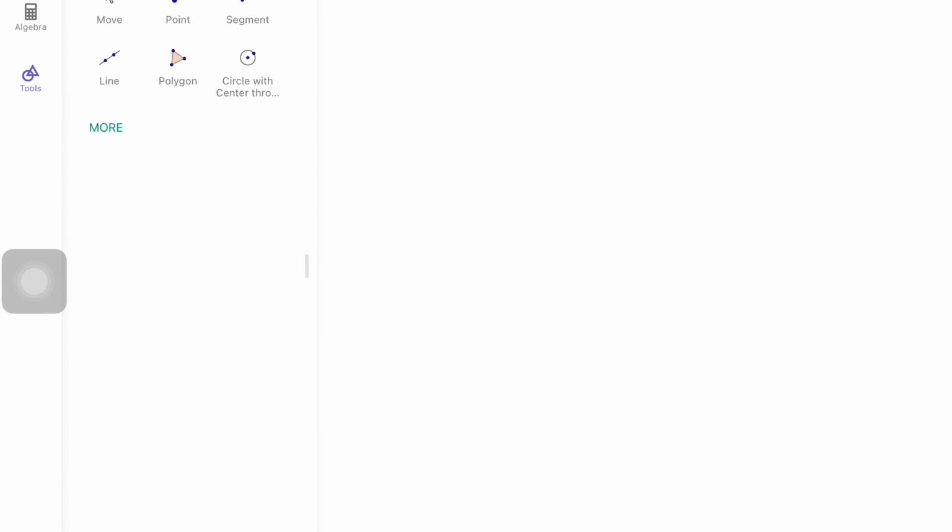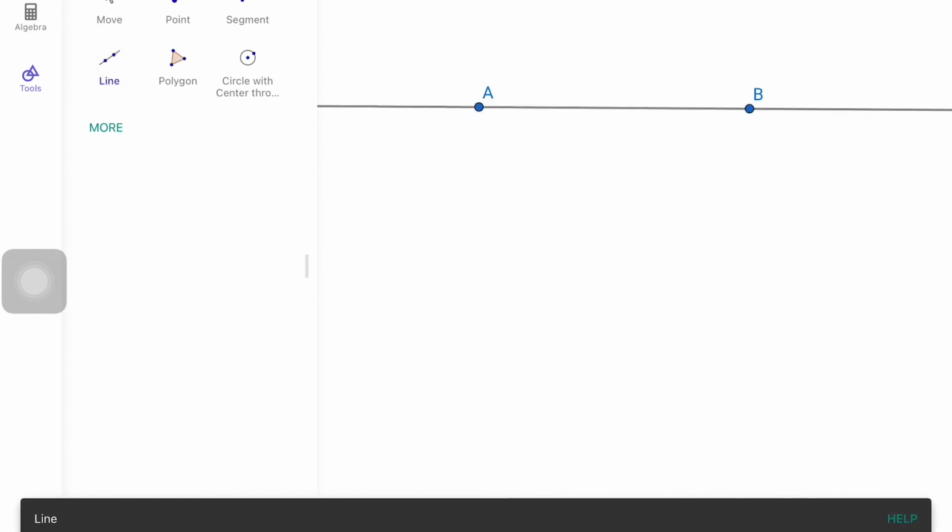Now we're going to make a parallelogram. And the definition of a parallelogram is opposite sides are parallel lines and opposite sides are equal. So let's start with a line again. Choose line and tap twice. Then choose point. Put a point below the line.